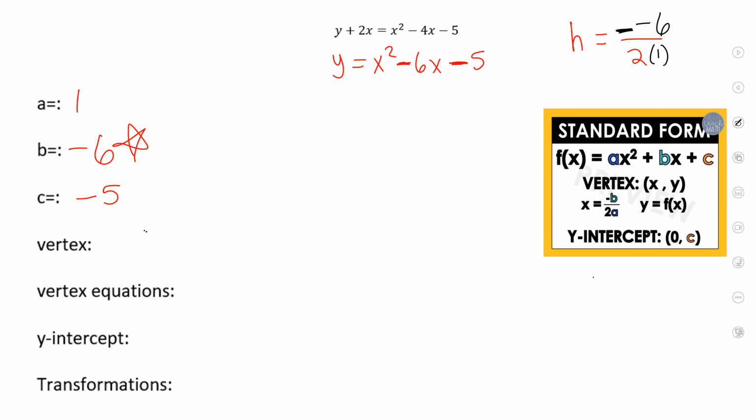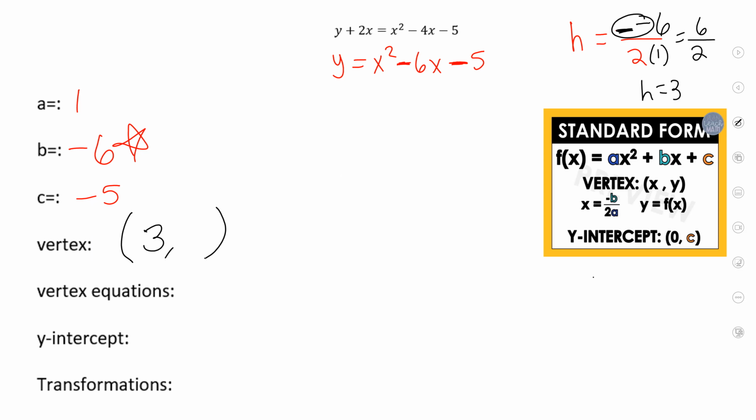All right, so let's simplify this. 2 negatives make a positive. So this will be positive 6 over 2 times 1 is 2. And what is 6 divided by 2? 3. So h is 3. So guys, my first number in my vertex is 3.